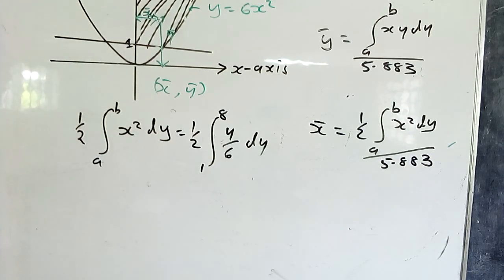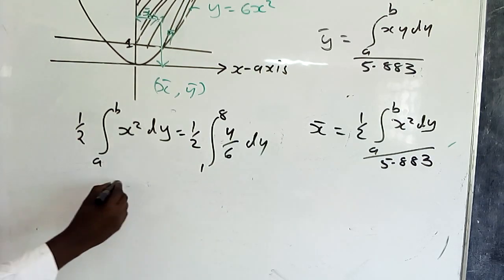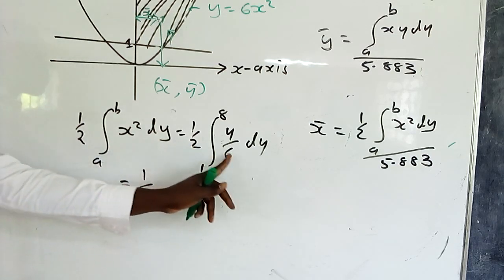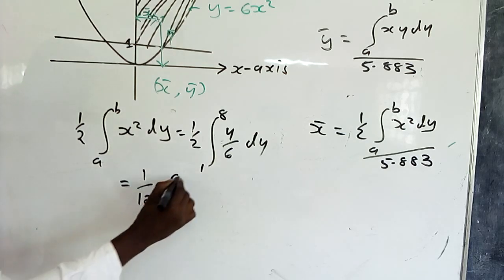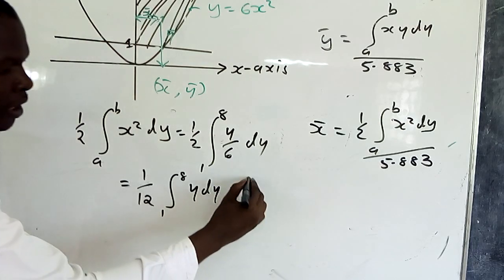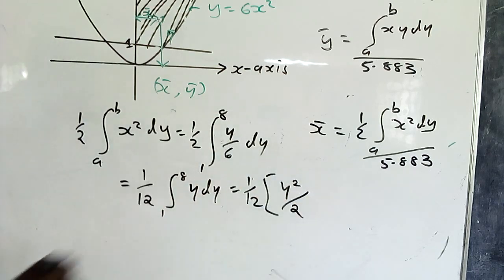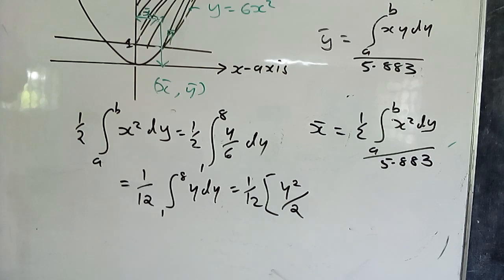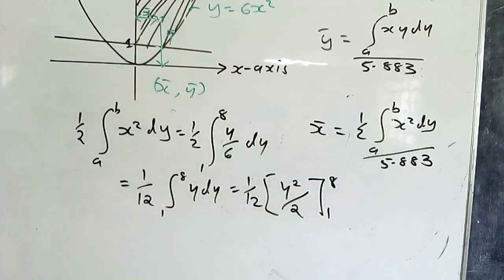Are we together? So start. I have 1 over 2 divided by 6. We are removing that 6 outside the bracket. 1 over 2 divided by 6 gives 1 over 12, just 2 times 6 in the denominator. Then we are integrating from 1 to 8 of y dy. So what do you get? 1 over 12 into, if you integrate y, you get y squared over 2. If you integrate y, simply add 1 to the power, 1 plus 1, so y squared over 2. Then you put your limits, from 1 to 8.